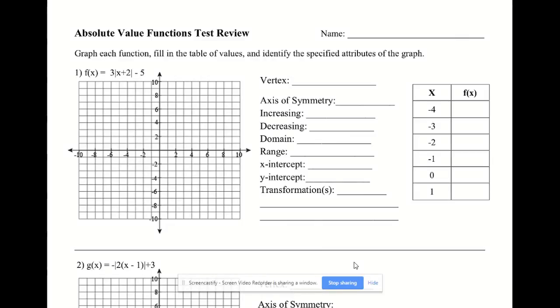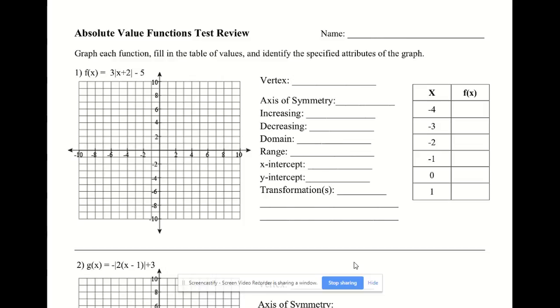Okay, let's take a look at this absolute functions review. So we've got our first part: graph each function, fill in the table of values, and identify the specified attributes of each graph. And we're given for number one the function f of x equals 3 times the absolute value of x plus 2, minus 5.